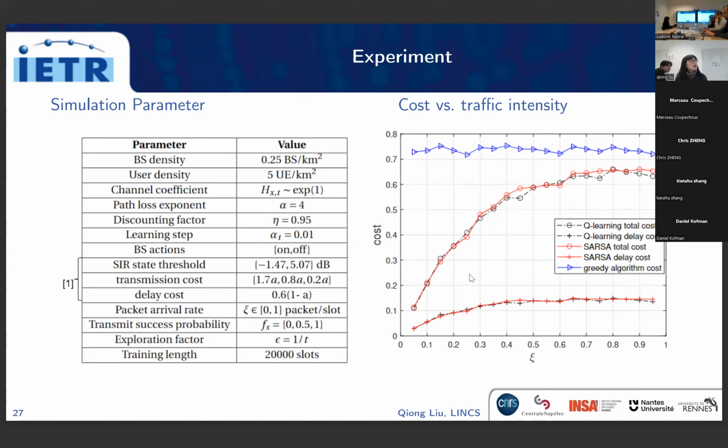So in this figure, I'll explain a bit. The user density is quite a bit larger than the base station density, and the channel coefficient follows an exponential distribution. Here the discounting factor is 0.295, and here is the learning state for the reinforcement learning algorithm, and the base station actions can be on and off. And for SNR, I divided it into three regions with two SNR thresholds. We can roughly think of the SNR as being at the bad level, the middle level, or the good level. The transmission cost corresponding to each SNR level is decreasing.